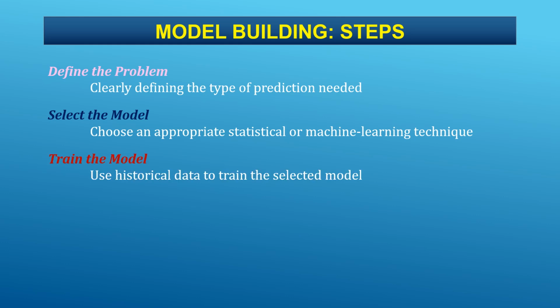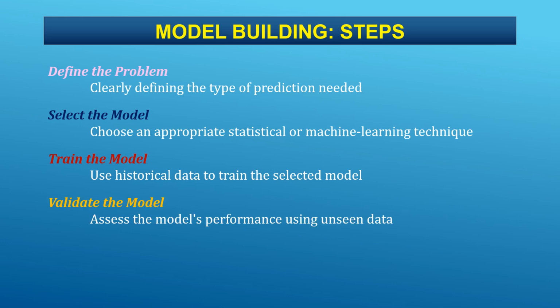Train the model. Use historical data to train the selected model, allowing it to learn patterns and relationships from past observations. Employ algorithms to fit the model parameters on the training data, adjusting for accuracy and generalizability. Validate the model. Assess the model's performance using an unseen validation dataset to gauge its accuracy and reliability in making predictions.